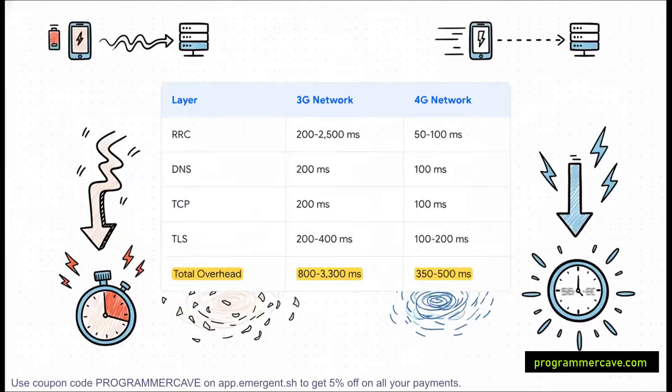Now let's put some hard numbers to it. Even on a fast 4G network, the total overhead before your server even sees the request is between 350 and 600 milliseconds. More than half a second is just gone, wasted. And on 3G, we're talking up to 3.5 seconds of overhead. This is latency that you simply cannot fix on your server. It doesn't matter how fast your backend is.